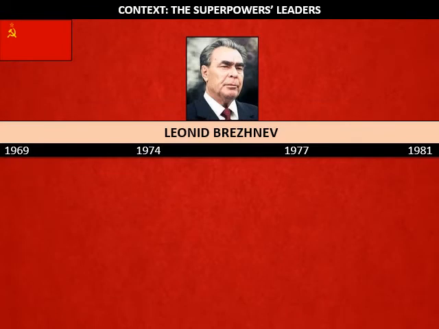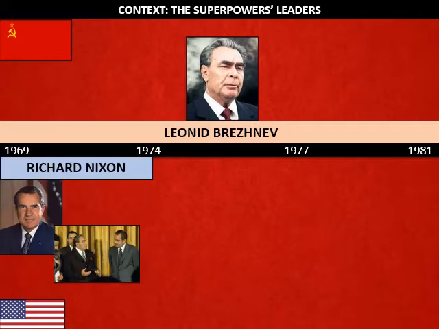Let's look at the leaders who are in power throughout the period of détente. For the Soviet Union, this is a really easy thing to remember. There was only one leader all the way through this period, and that's Leonid Brezhnev. On the American side, it's slightly more complicated. We've got three presidents to try to remember. So the period of détente is started by Richard Nixon, who was president until 1974.